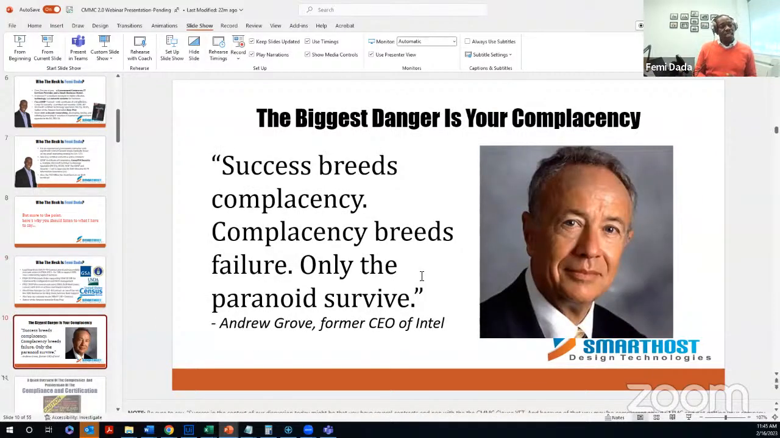One of the things I always share is this quote: "Success breeds complacency. Complacency breeds failure. Only the paranoid survive." This is Andrew Grove, former CEO of Intel. As we get successful or grow our businesses, including me, we become a little bit comfortable, and that brings complacency. I've been telling my team and myself, we don't want to be complacent. We want to stay on it and be the best that we can, supporting our customers.